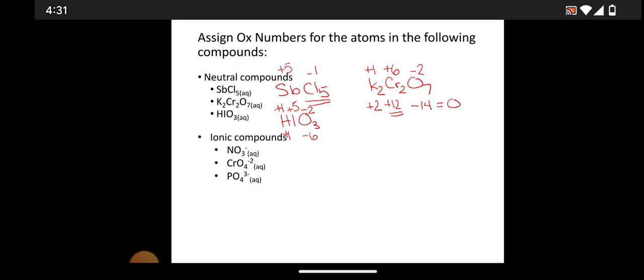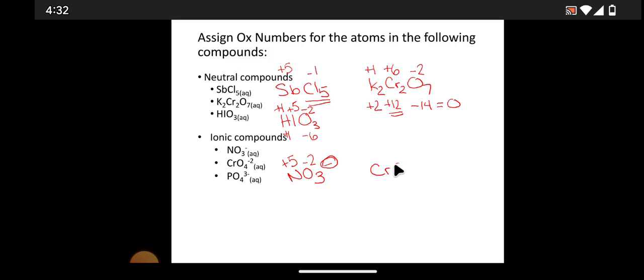Now, if you have an ionic compound, you want your whole thing to add to the charge. So if I take a look at NO3-, again, oxygen is going to be -2. So that would be a total of -6. So to get this -1 charge, nitrogen would have to be +5.